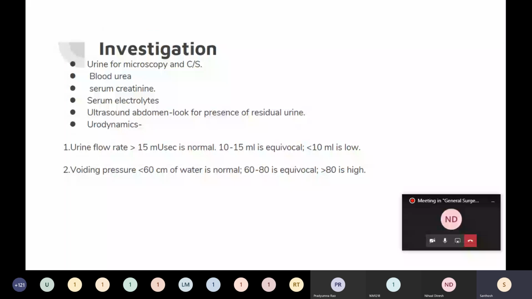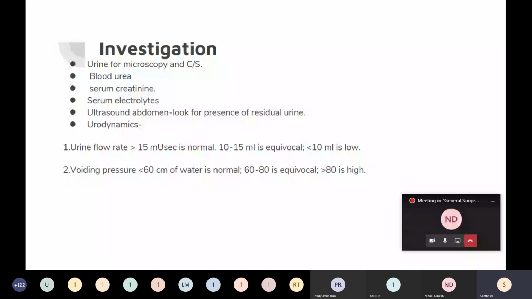What are the investigations? Urine routine and microscopy and culture, blood urea, serum creatinine, serum electrolytes, ultrasound abdomen to look for any presence of residual urine, and urodynamics, that is the uroflowmetry. Urine flow rate which is more than 15 ml per second is normal, 10 to 15 ml is equivocal, and less than 10 ml is low. Voiding pressure is also important: if it is less than 60 centimeters of water it is normal, 60 to 80 is equivocal, and more than 80 is high.